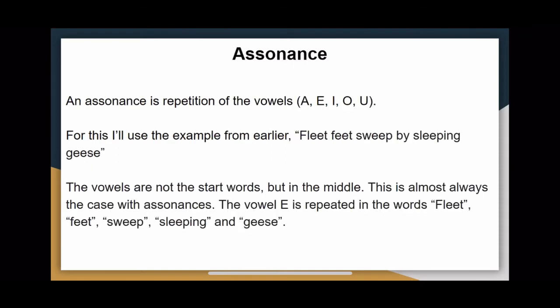Finally, an assonance is a repetition of vowel letters. So A, E, I, O, U. I know assonances are kind of their own thing, but in alliterations, they're classified as their own category. For this, I'll use the example from earlier. Fleet feet sweep by sleeping geese. The vowels are not at the start of the words, but in the middle. This is almost always the case with assonances. The vowel E is repeated in the words fleet, feet, sweep, sleeping, and geese.